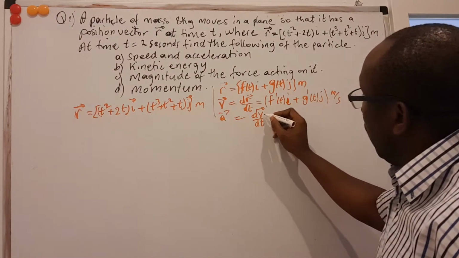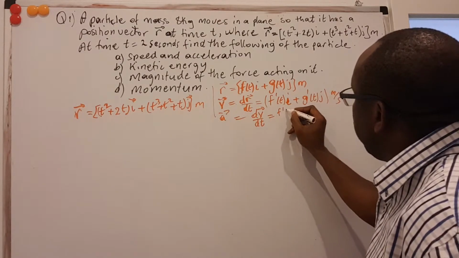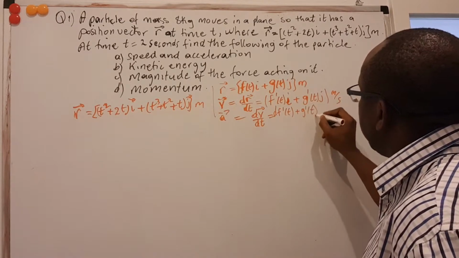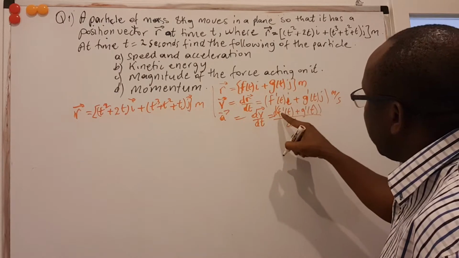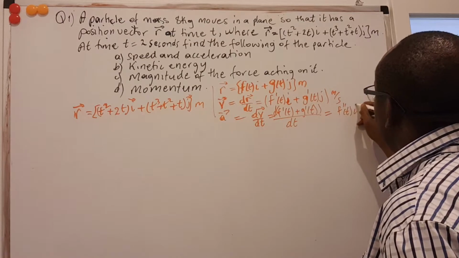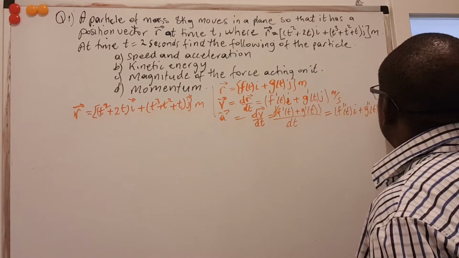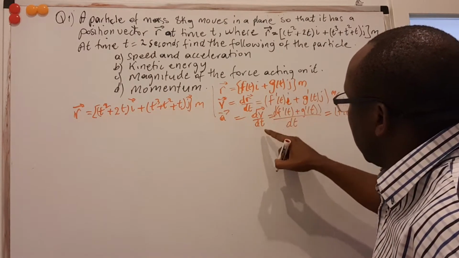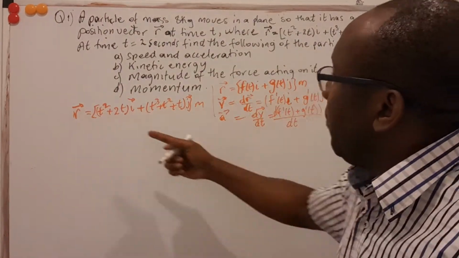But if you look at this v, I already did that. So this is already there. That will be the derivative of f prime of t, plus g prime of t, all over dt. That simply means I differentiate a second time. We write it in simple form as f double prime of t i plus g double prime of t j. This is meters per second squared, because this is already meters per second and the time is seconds. So this is what we will apply to get the first part.